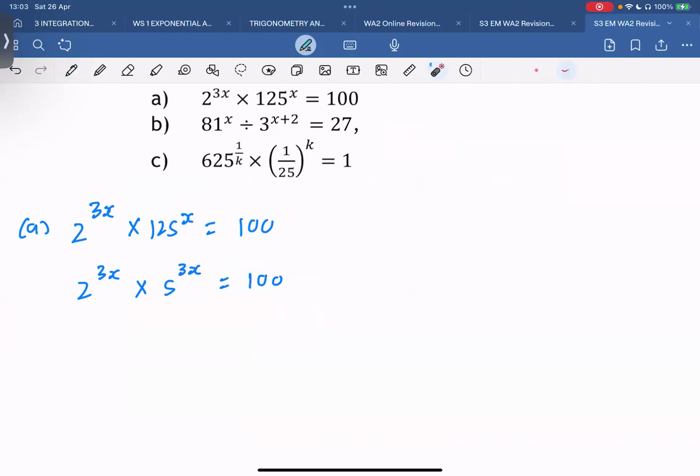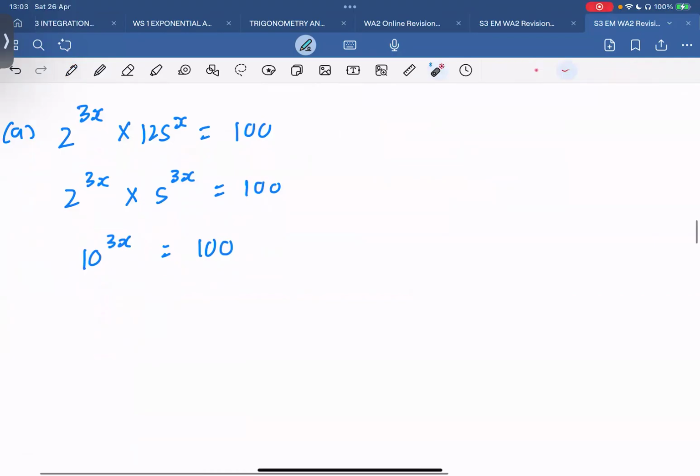And then recognize that the powers are the same. So we can factorize the power out. So that will give us 2 times 5 to the power of 3x, right? And 2 times 5 will give us 10. So we have 10 to the power of 3x equals to 100. And 100 is actually 10 squared. So 10 to the power of 3x equals to 10 squared.